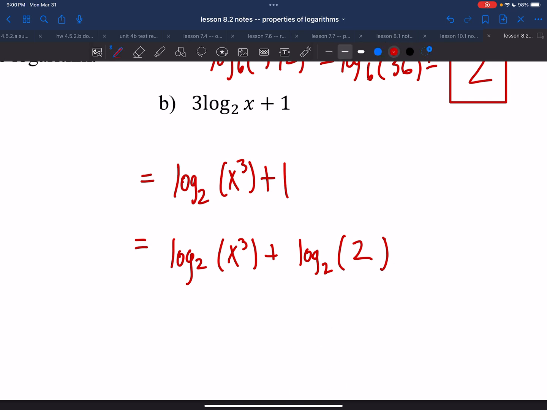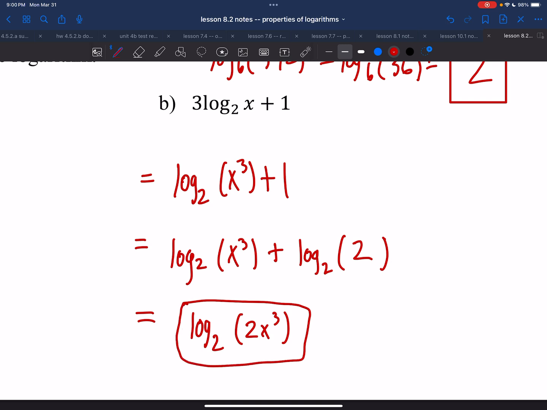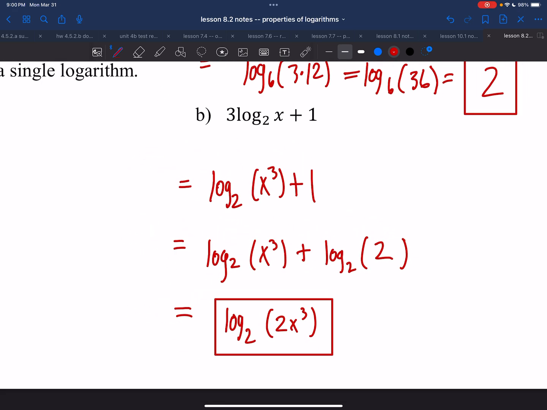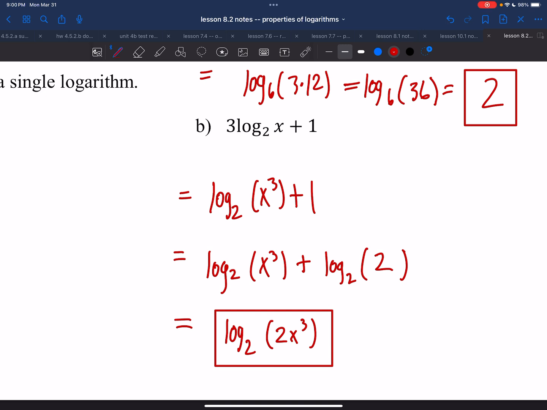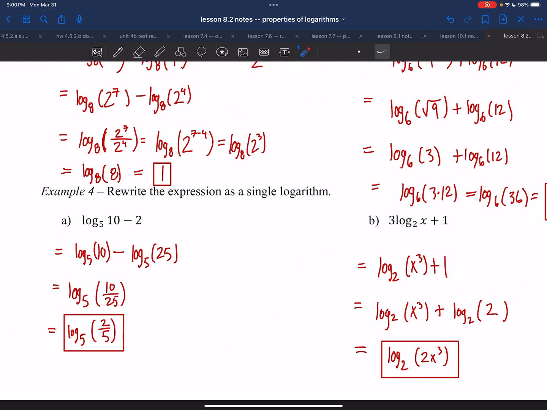And now that they're added like this, the addition of logs can be combined via the product rule, thus multiplying our logarithms as log base 2 of 2x cubed. Ta-da! And so we have it. And I have this expression. And again, in math, sometimes this expanded expression is actually going to be preferred. Other times, the condensed one might be used for something. So this is just kind of the practice of going back and forth.